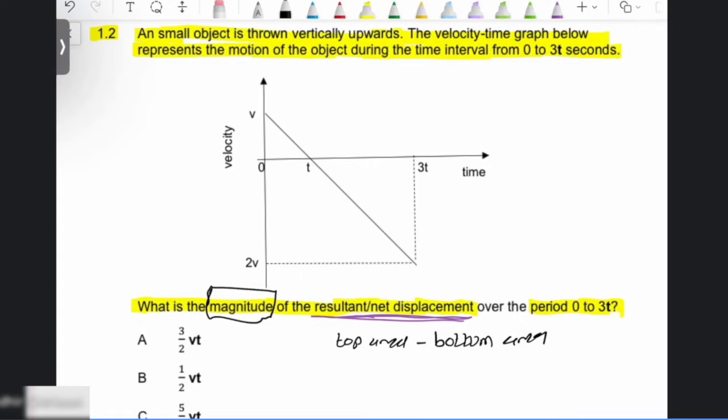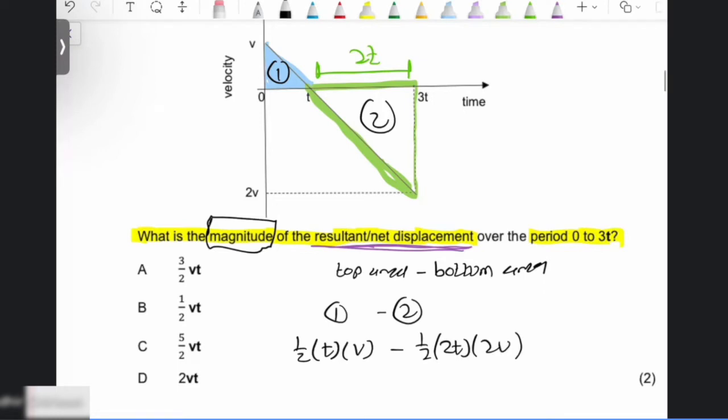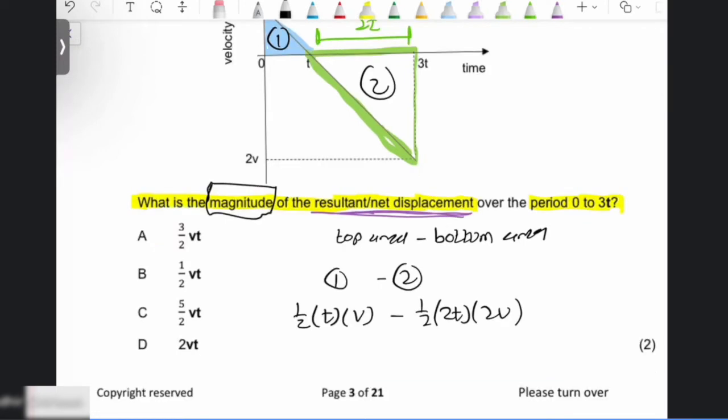Okay, so when we do this, this is going to be our area for the top. So I normally just indicate that by area 1. This is going to be the area for the bottom, that's area 2. So all we do to find the displacement is area 1 minus area 2. Area 1 is going to be a half of t times v, minus a half of, remember t to 3t is basically 2t there, times the velocity of 2v. And then we just sort that out from there.